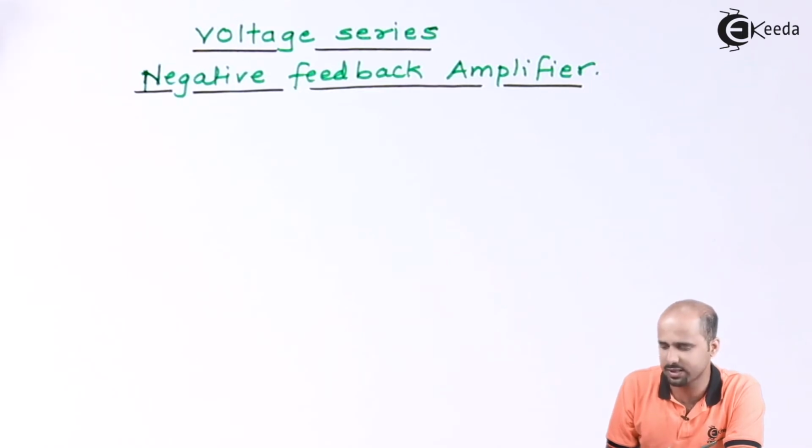Once we get the name voltage series, the voltage term indicates that its sampling parameter is voltage, and this is done by the shunt sampling. So voltage sampling is associated with the shunt circuit, and the word series represents that the mixing is of the series type. So the circuit at the input side is series mixing.